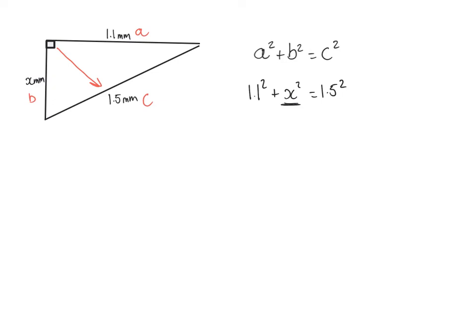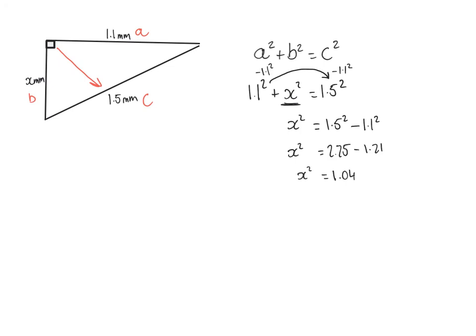Let's start to evaluate some of these things. So what we can do first is let's move 1.1 squared over to the other side. That would leave x almost by itself. So we would have x squared equals 1.5 squared. Now if I move this one over to do that, we'll have to minus that from both sides. So I would have minus 1.1 squared. So let's evaluate some of these ones. Let's find out what 1.5 squared is. So 1.5 squared is 2.25, and 1.1 squared is 1.21. So that would leave us with 1.04 equals x squared.